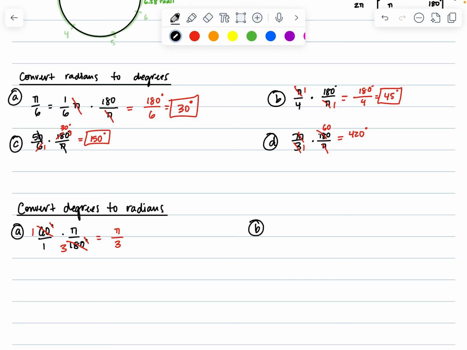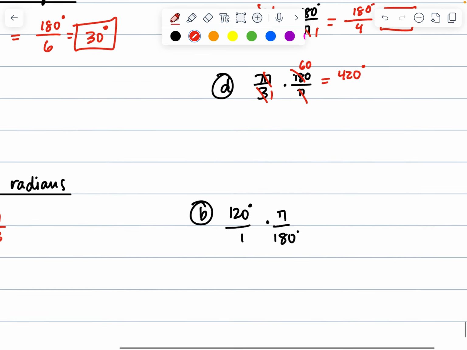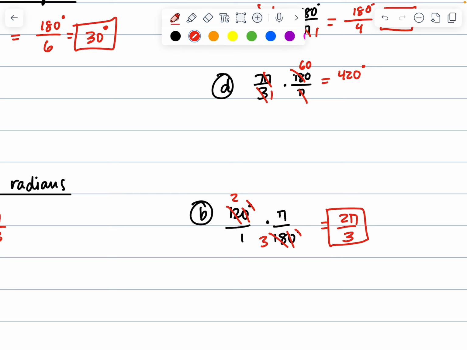Let's convert 120 degrees. So 2 different quadrant. 120 degrees over 1. Multiply that by pi over 180 degrees. Degrees will cancel out. If you want to cancel out the zeros, you can. 6 goes into both 12 and 18. It goes into 12 twice and into 18 3 times, so 2 pi over 3 radians. And I probably should put that here.